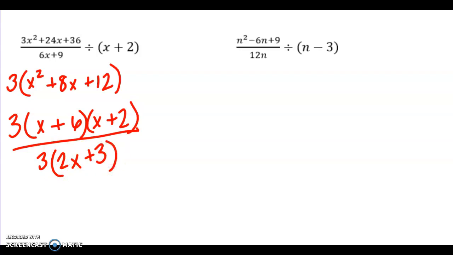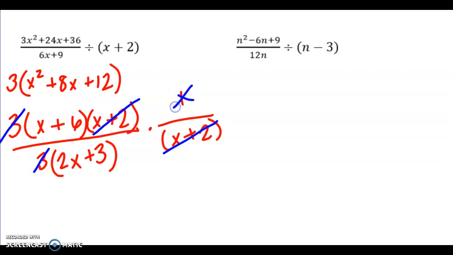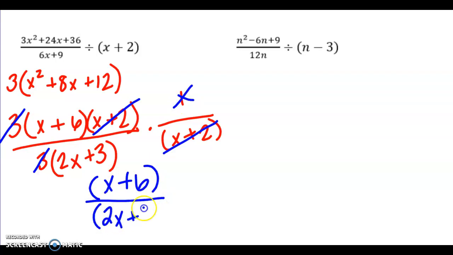Okay, now when I divide, remember I have to flip it, so it's going to be times 1 over x plus 2. Okay, so I can reduce here and here. I can reduce my 3's. Perfect. So on the top, and I don't really need to worry about that 1, that's not necessary. So on the top, I just have my x plus 6. And on the bottom, I've got 2x plus 3.